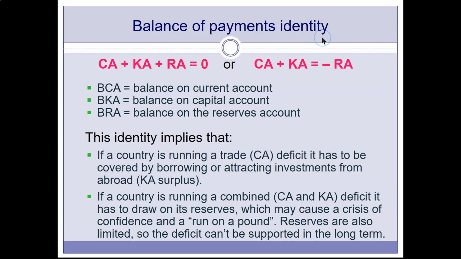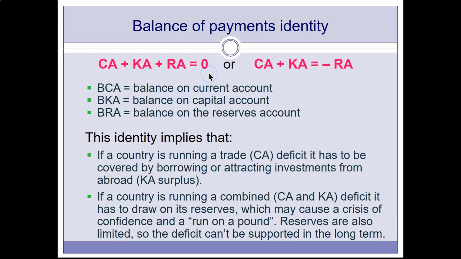So this is the formula which you'll need to remember for your exam. It's called the balance of payments identity. This formula simply tells us that the sum of balances on each of the accounts in a balance of payments should add up to zero. So the sum of current account, capital account, reserves account, and statistical discrepancy should add up to zero. And if it doesn't, then statistical discrepancy will ensure that this will be the case.